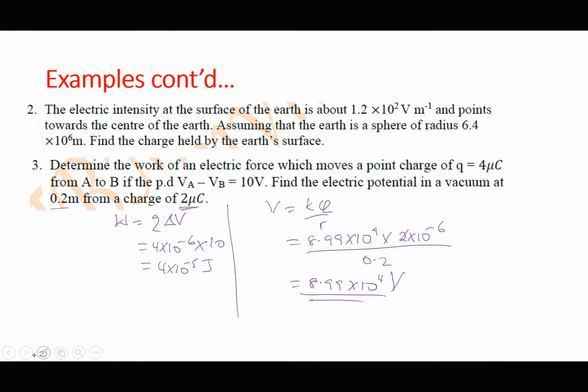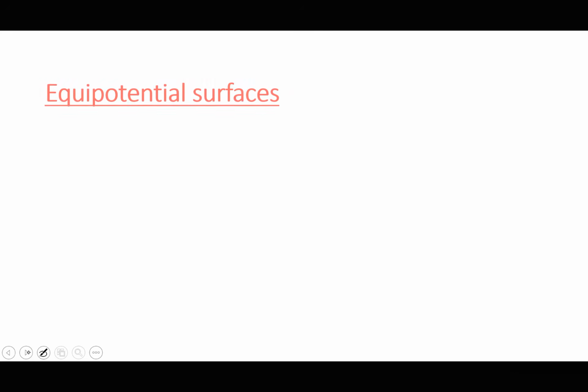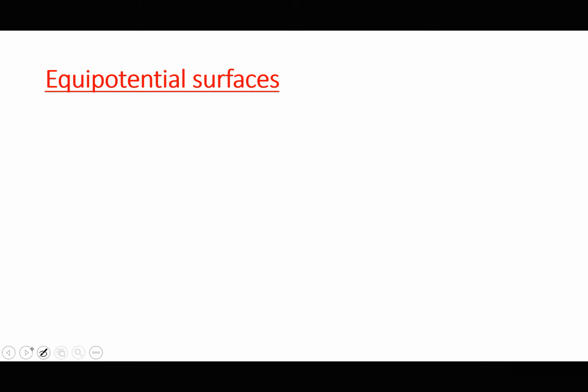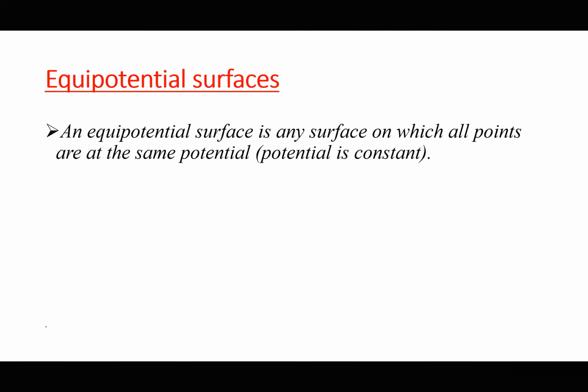Okay, so finally we are almost done with the electric fields. All we need is to talk about something which may not be very important, but it's worth mentioning, and that is electric equipotential surfaces. What are equipotential surfaces? We talked about equipotential surfaces in gravitation, and an equipotential surface is any surface where all points are at the same potential. We have been seeing that work done is equal to charge times change in potential. That means if there is no change in potential, then the work done is going to be zero.